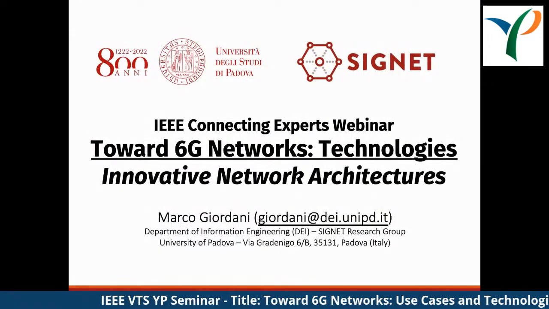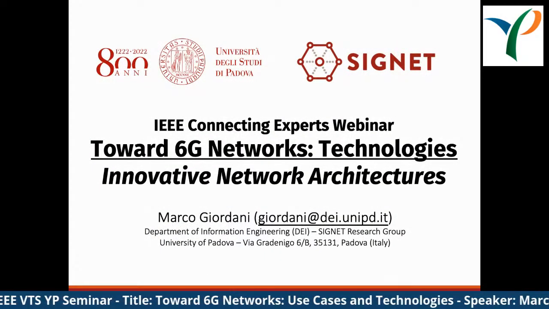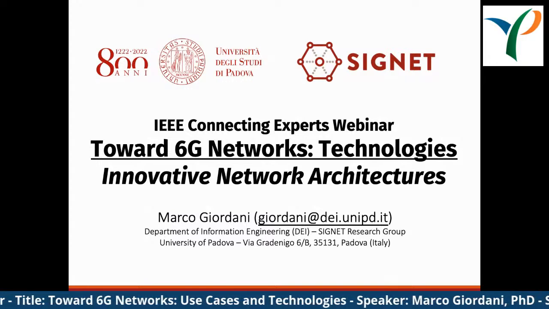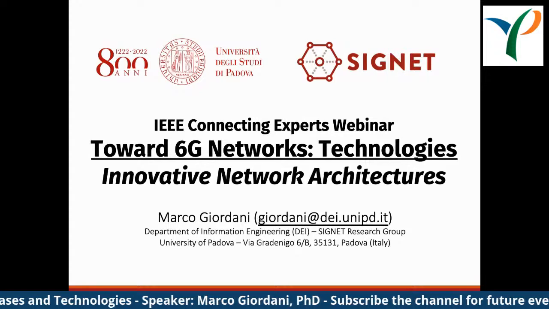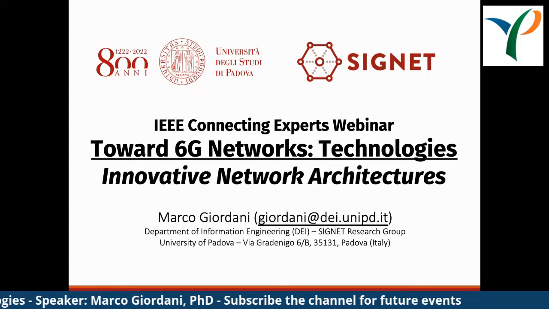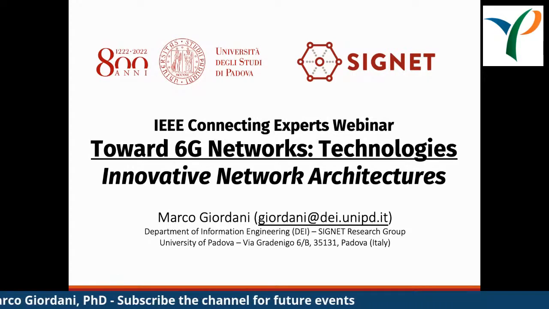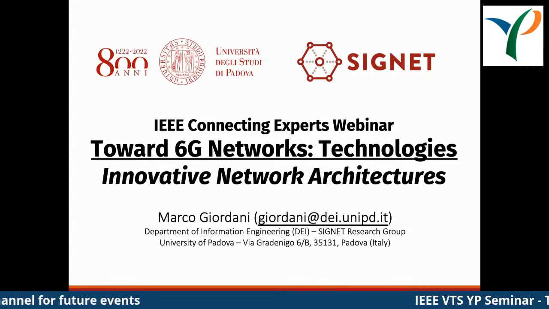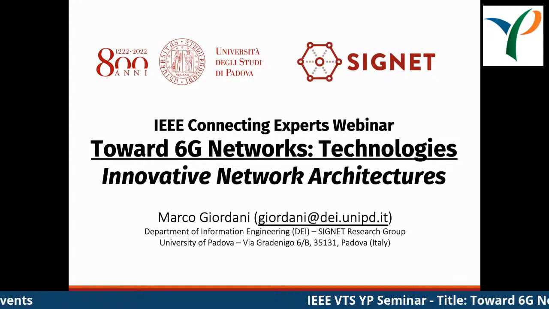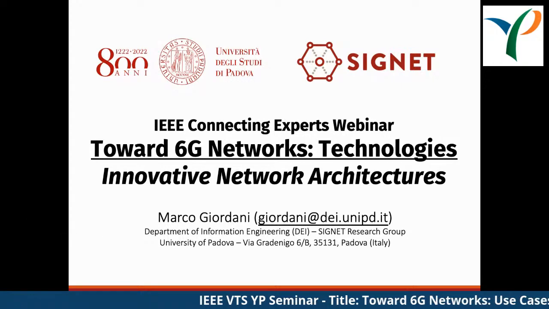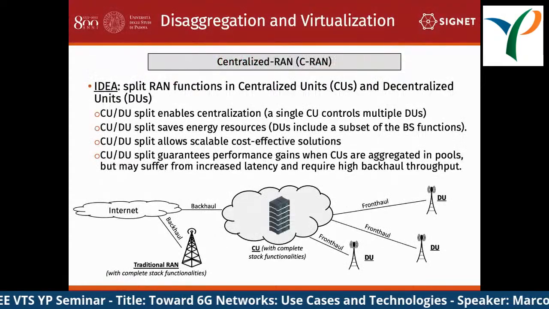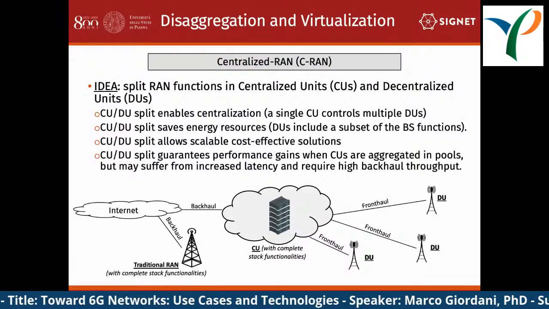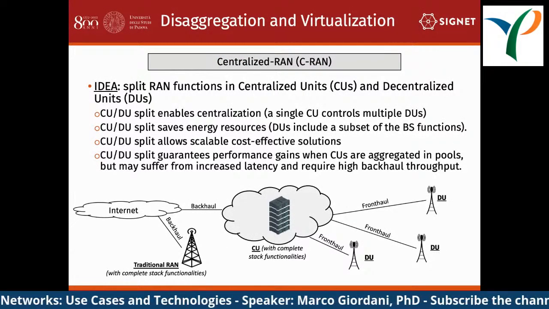So now, what about the network architectures? How will the network architecture need to evolve when we go into 6G? Do we need to change the structure of the network, or do we just simply need to evolve what 5G is already supporting? So one aspect of the research I want to focus on is this centralized RAN structure. The idea is pretty simple.